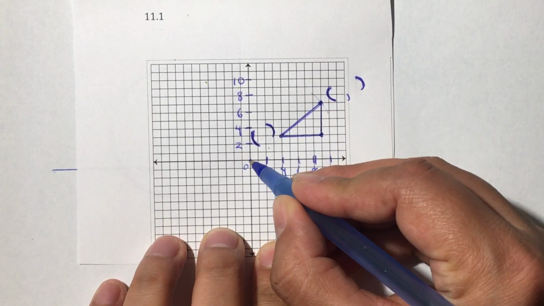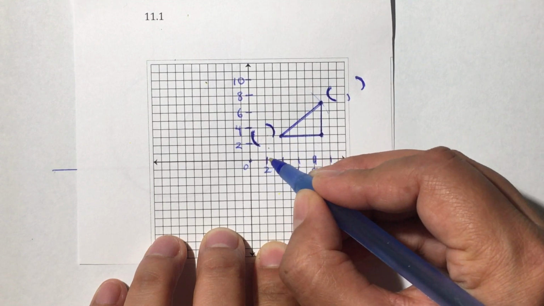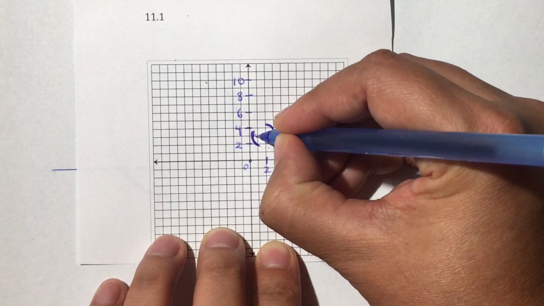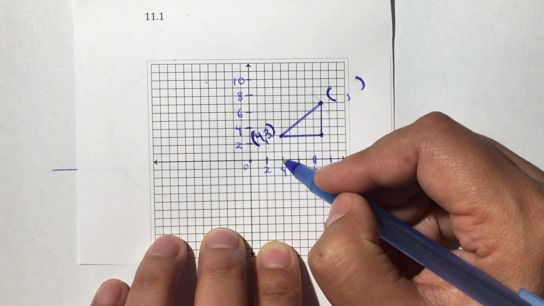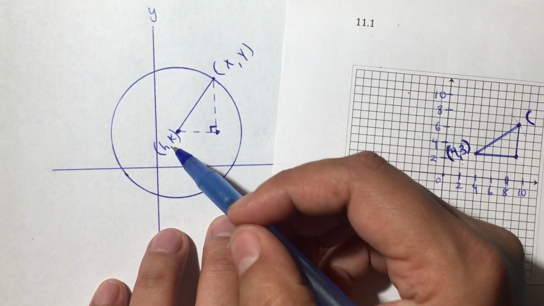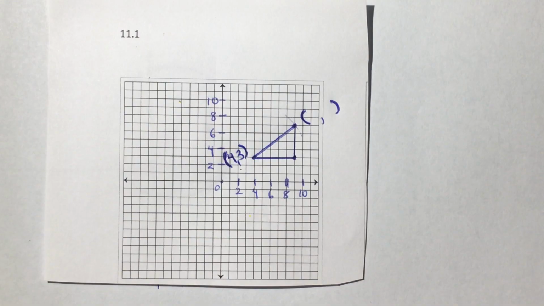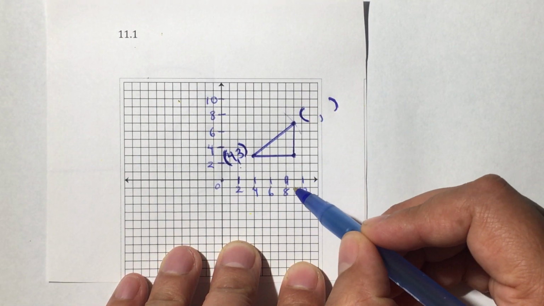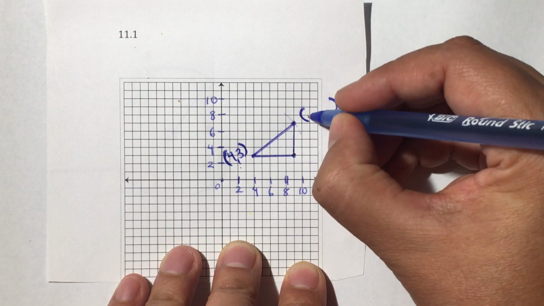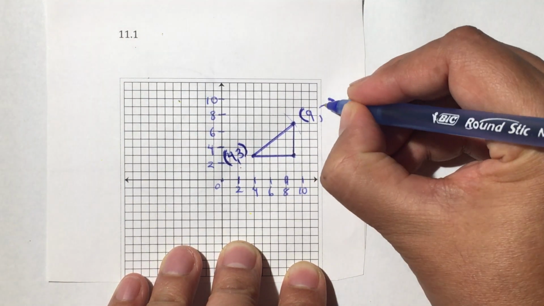This point right here has the coordinate 4, 3. So I'm going to write here 4, 3. It's just like my H, K in here. And for this other point, it is at 9, 7. So let's put there 9, 7.